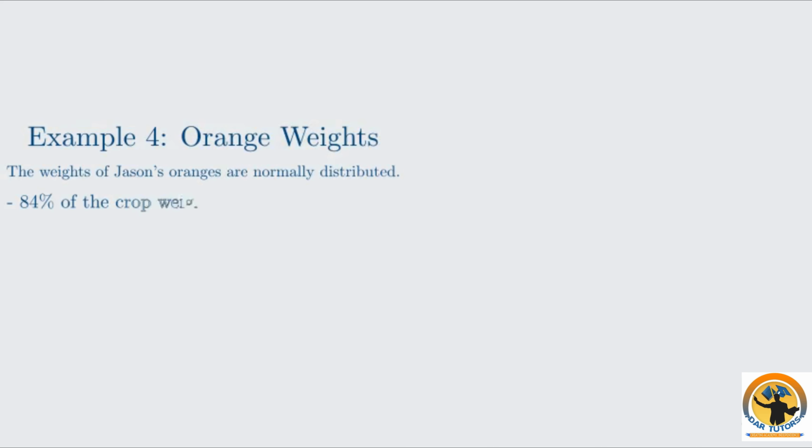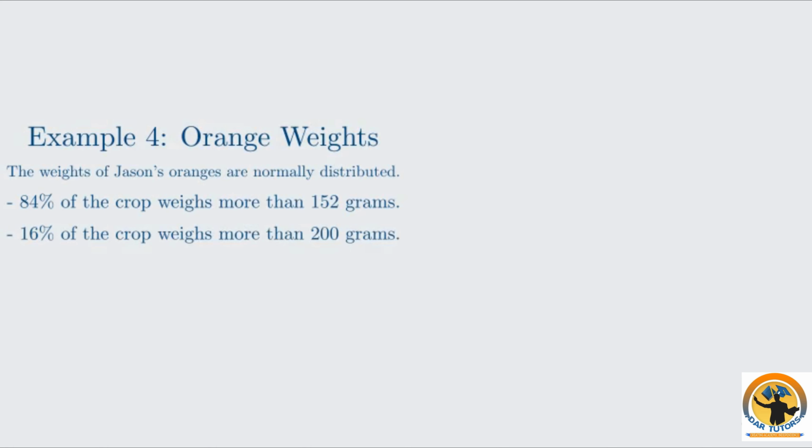Let's work through another HL-style problem, this time focusing on finding the parameters mu and sigma when they are not given. Suppose the weights of oranges are normally distributed. We are given two pieces of information. 84% of the crop weighs more than 152 grams, and 16% weighs more than 200 grams. Our goal is to use this information to determine the mean mu and standard deviation sigma. We'll solve this using the empirical rule.